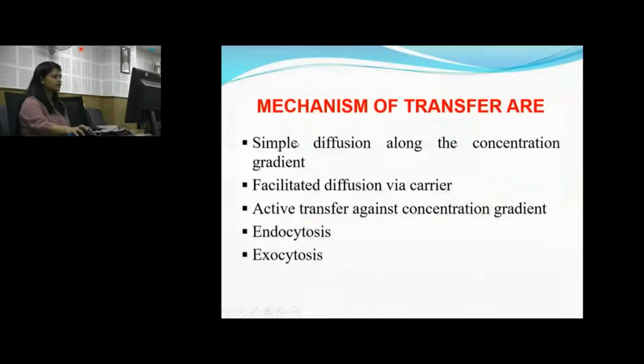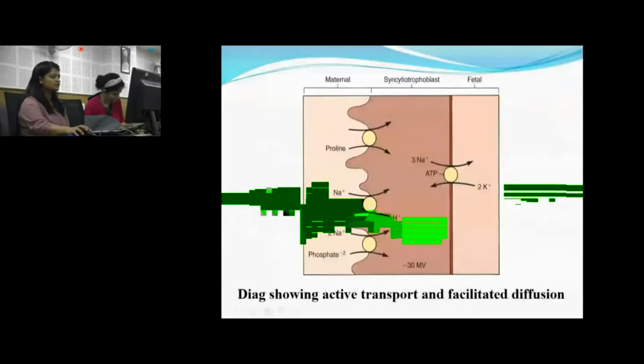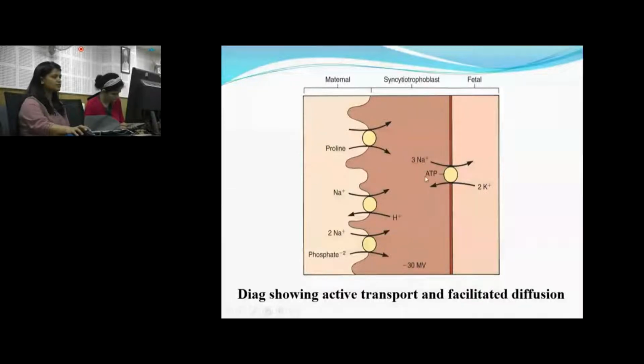The mechanisms of transfer are simple diffusion along the concentration gradient, facilitated diffusion via a carrier, and active transfer, where it is against the concentration gradient and we actually expend some ATP or energy to do this type of transfer. Then there is endocytosis and exocytosis. So this is the active transport where various proteins are involved and ATP is being expended and the substance is being transferred to the fetal side.